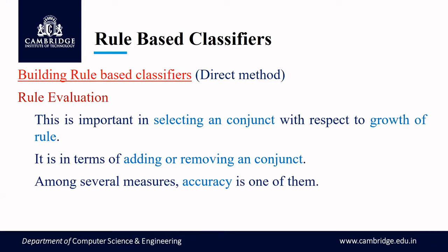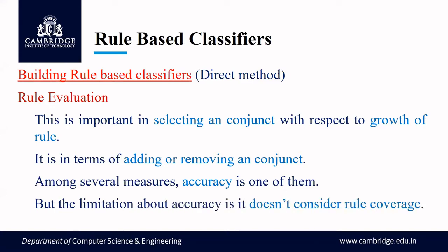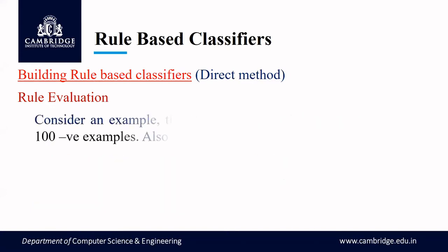So let us see what the limitation of accuracy is. Why can't we take accuracy as the only measure? What is the disadvantage if I'm taking accuracy as the measure? We are going to consider that through this particular example here.